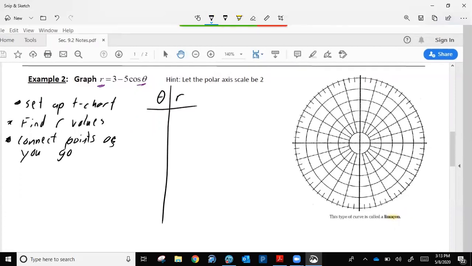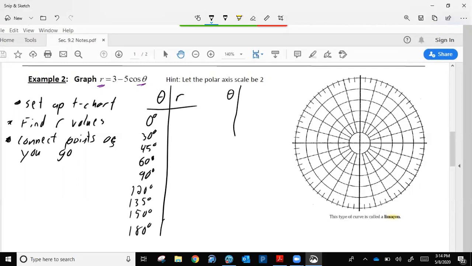And rule of thumb is, let's use our unit circle values. So for instance, 0 degrees, 30 degrees, 45, 60, 90, 120, 135, 150, 180. And I'm kind of out of space.